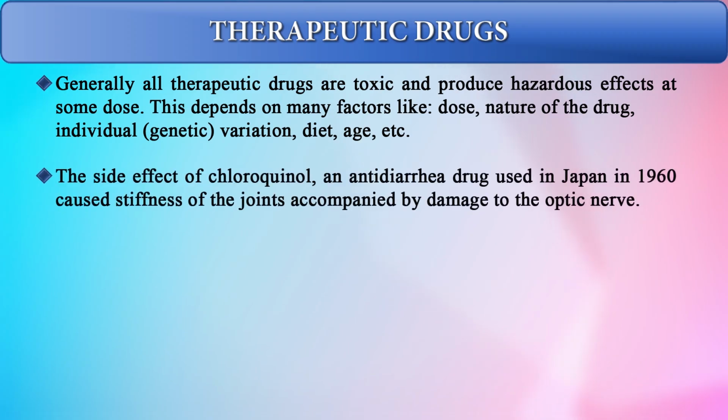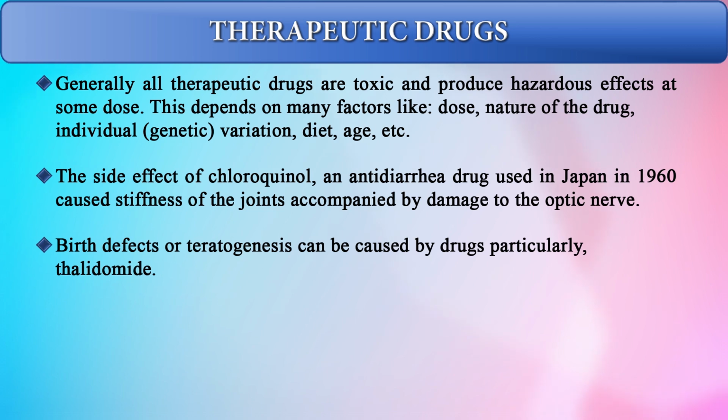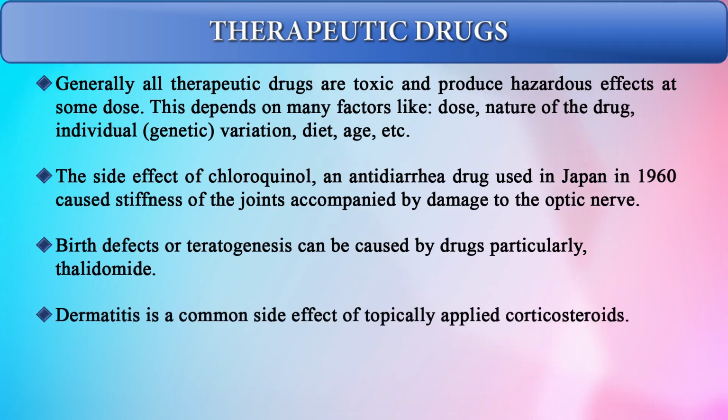The side effect of chloroquinol, an anti-diarrhea drug which was used in Japan in 1960, this caused stiffness of the joints accompanied by damage also to the optic nerve. Birth defects and teratogenesis, this can be caused by drugs like thalidomide, which was given for morning sickness among women. Dermatitis, this is a common side effect of externally and topically applied corticosteroids.